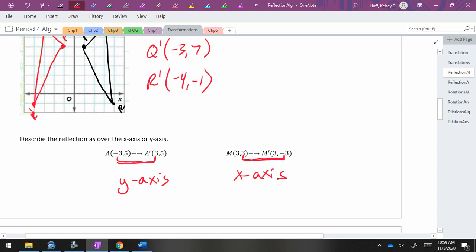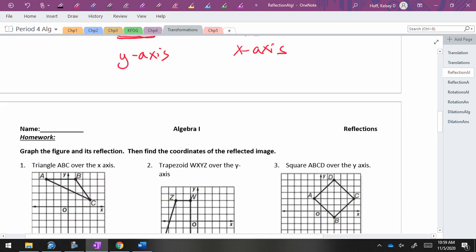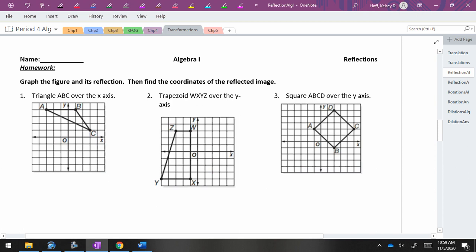Do you need me to go over this anymore? I don't have any more planned, the rest of this time is for you to work. Are you good with that? All right. There you go. Follow your directions, though, for me. Please, please, please.